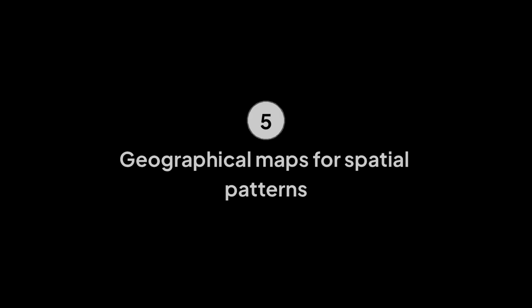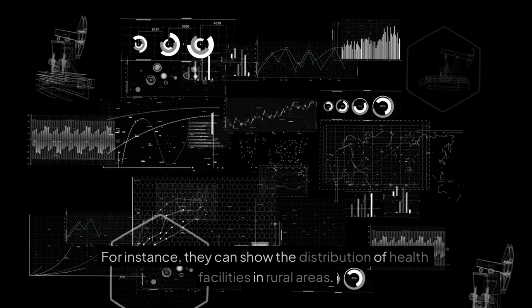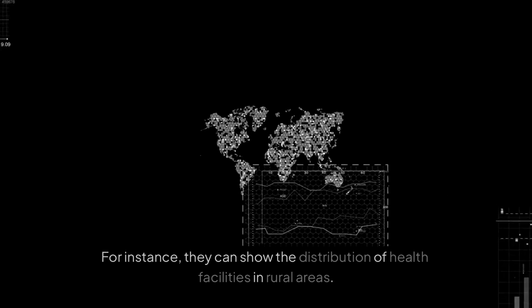Geographical maps illustrate spatial patterns effectively. For instance, they can show the distribution of health facilities in rural areas. Timelines, on the other hand, help present policy changes over time.